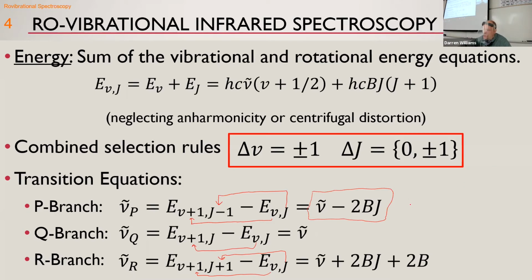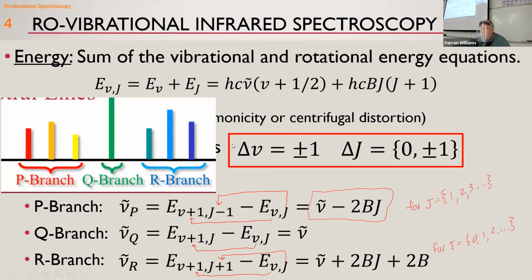And so this is, I'll do this for J equals 1, 2, 3, dot, dot, dot, right? So the first P line is P1. And then this is for J equals 0, 1, 2, dot, dot, dot. So here's our spectrum. Let's compare this transition equation to the different branches.